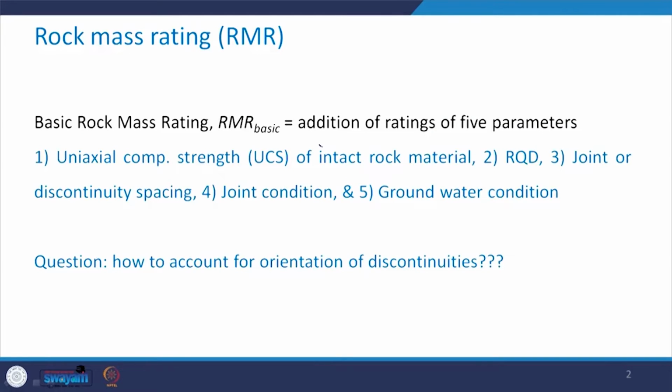We saw that there were 5 parameters: UCS of the intact rock material, RQD, joint spacing, joint condition and groundwater condition, and we saw how, based upon the value of each of these parameters, the ratings can be assigned to each one of these, and those ratings and their addition give us the RMR basic. We need to find the answer to this question.